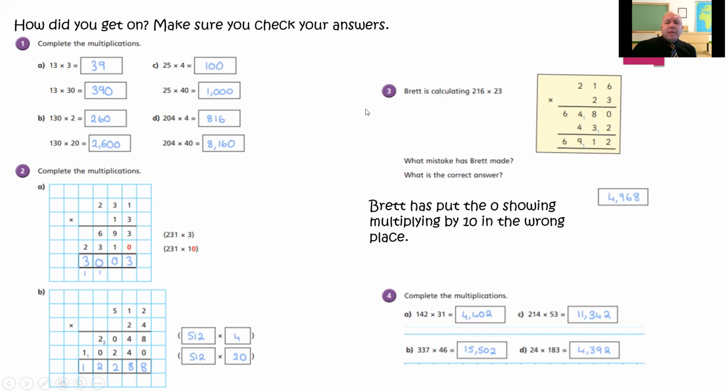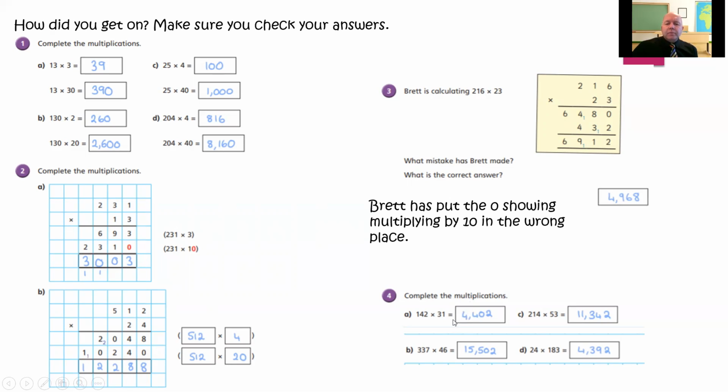Number 3, Brett is calculating 216 times 23, but he's made a mistake. Can you see what the mistake is? Well, the mistake is that he's treated this top line as the 10 value. So he's put the 0 in on the wrong line. The 0 should be in on this second line down, okay? Because this is the line multiplying by the 3. So we don't need the 0. We do need it when we're multiplying by the 2, because this is 20, this is 2 10s. So the 0 should be here, and these digits moved across. So if you do it correctly, your answer should be 4,968.